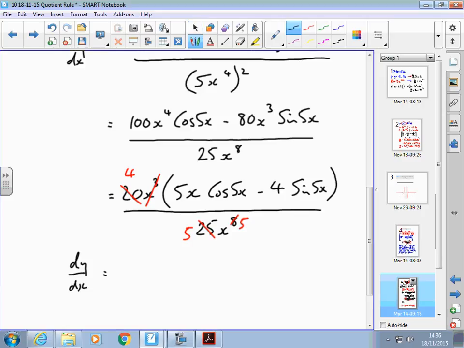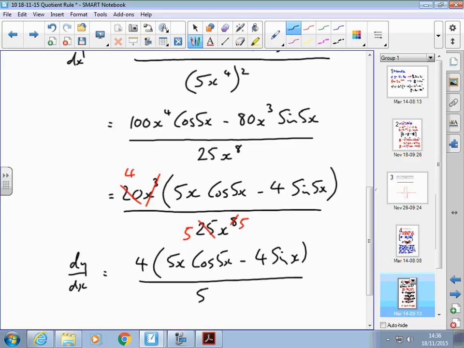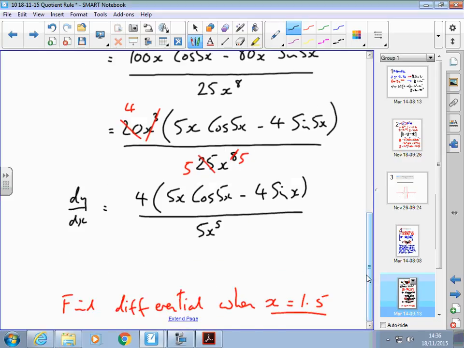So that means, finally, the differential is 4 brackets 5x cos 5x minus 4 sin x over 5x to the 5. And that would be my final answer for the differential.